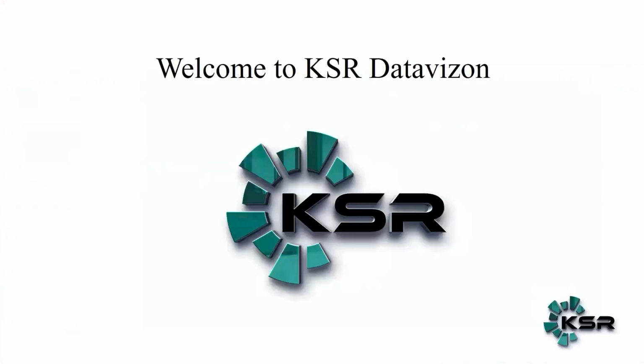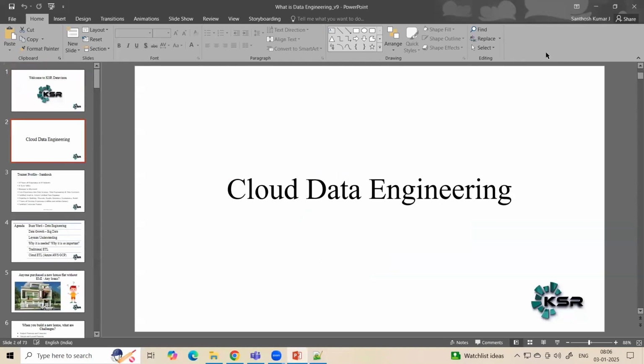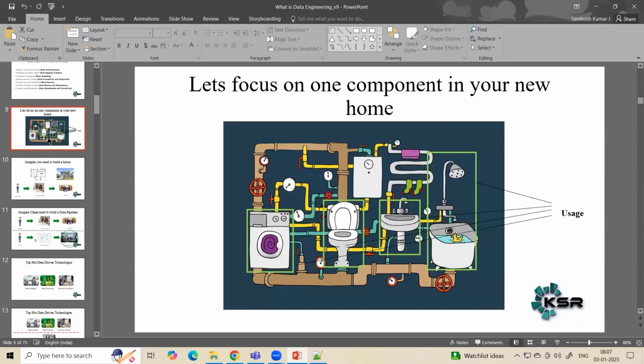Good morning, everyone. Just to give you a recap, in the last class we were talking about cloud data engineer. We haven't talked about cloud yet. We were talking about data engineer, and for that we wanted to understand how the pipeline works. We see only the usage level, but we don't know what is happening in the backend, right?